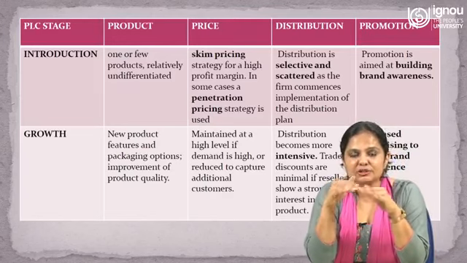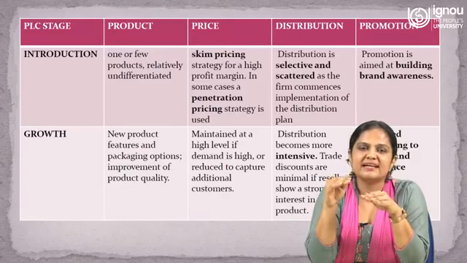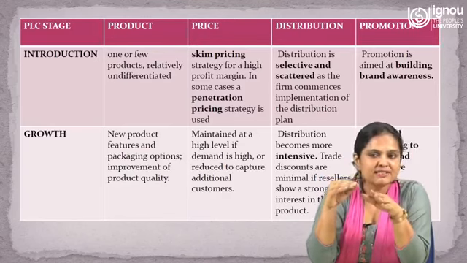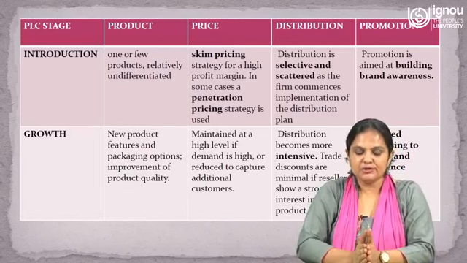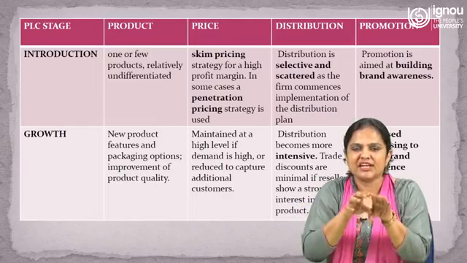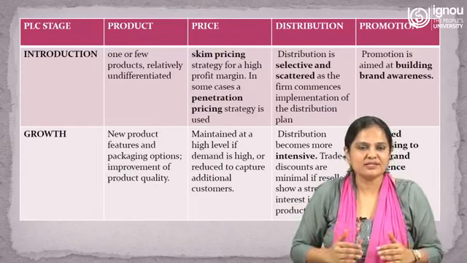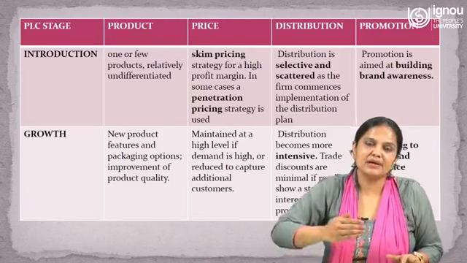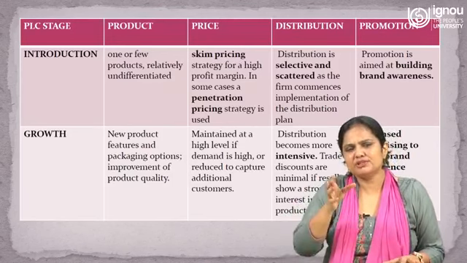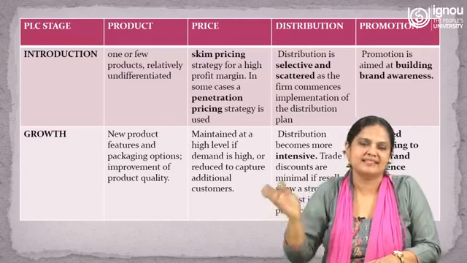In terms of distribution decision, at the introduction stage the distribution is selective and scattered. Why do I say selective? What is selective distribution? When you use few selected pipelines or few selected channels of distribution, it is called selective distribution. Since the demand is still not there and you are creating the demand, your distribution channel is also selective. Once your demand is created, at the next stage, maybe it can be intensive.